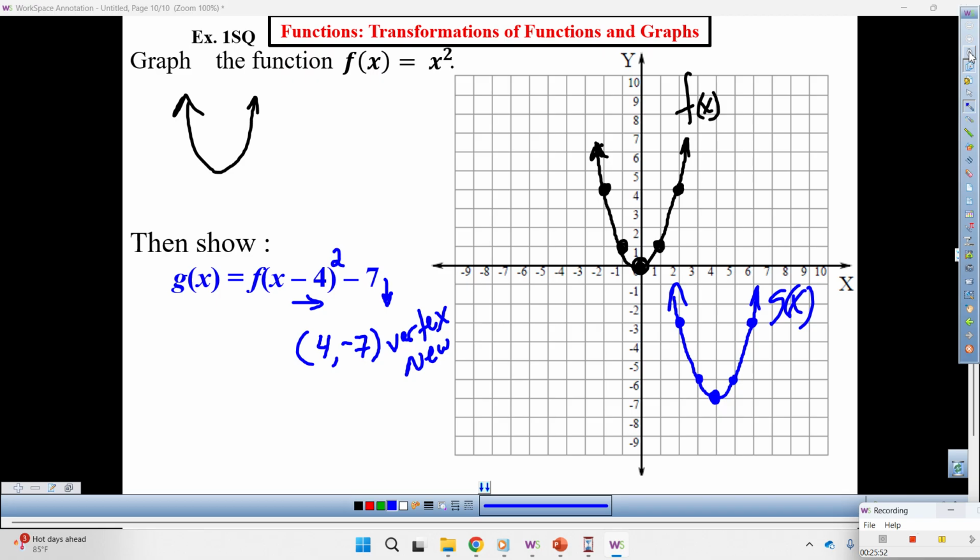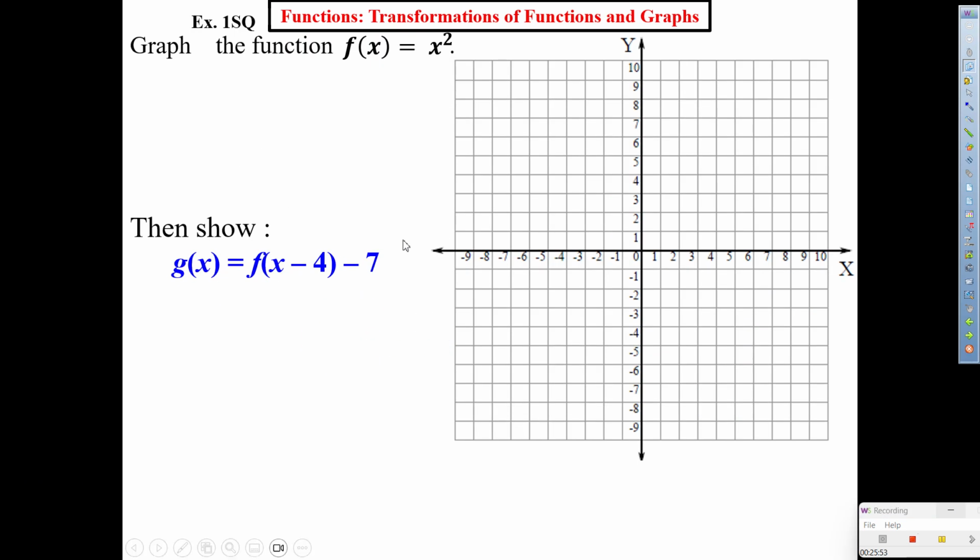Go to a new coordinate plane. Copy this one on the right or the left. Example 2 super Q. And now it says, graph the function f of x equals x cubed. And once again, we're going to graph it without a table.